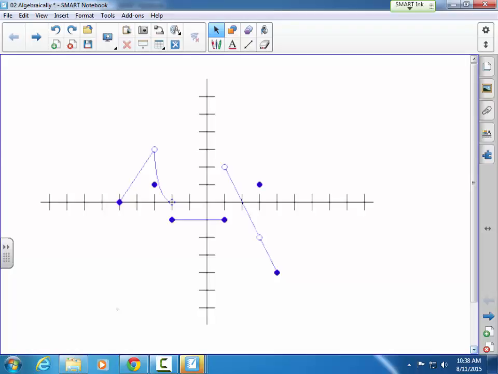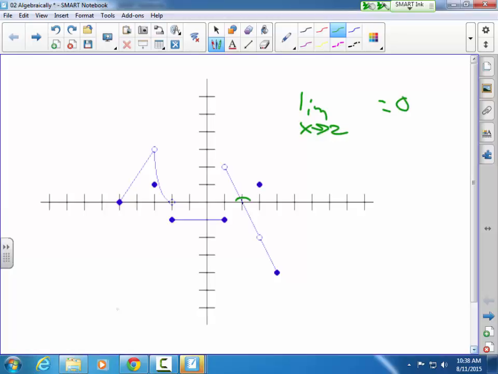So as you look at this graph that I've got up there, what would you say is the limit of this function as x approaches 2, Ms. Johnson? 0, okay? The limit as x approaches 2 is 0 right there, okay? What about the limit as x approaches 1? Anyone? As x approaches 1. Does not exist. All right.